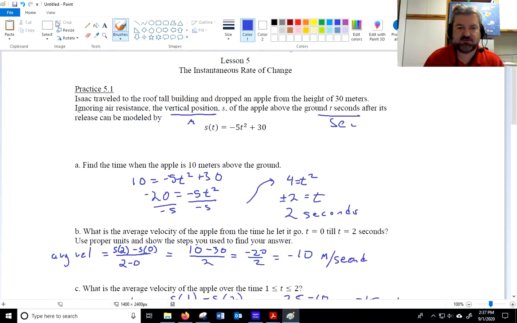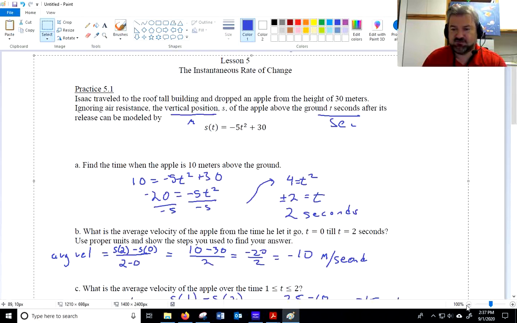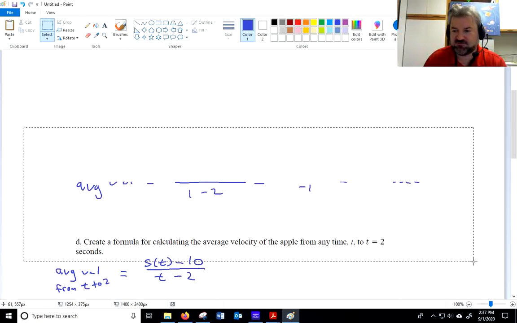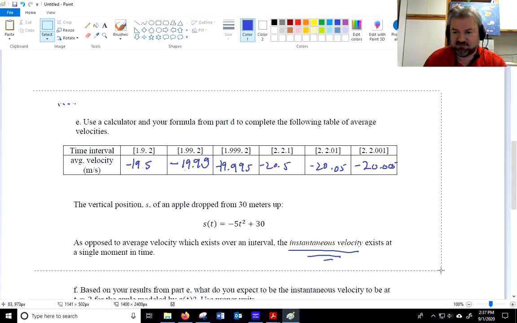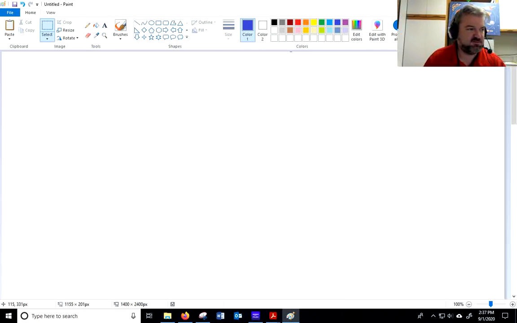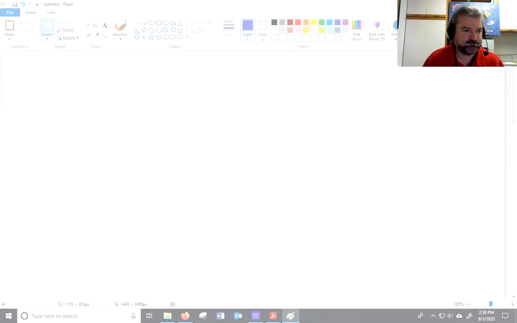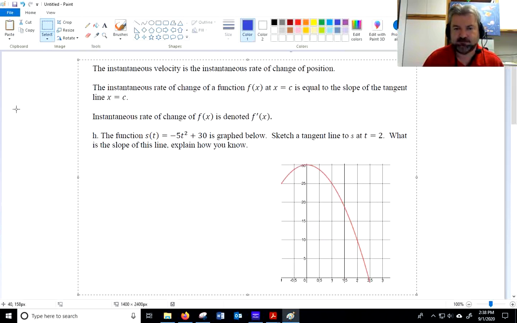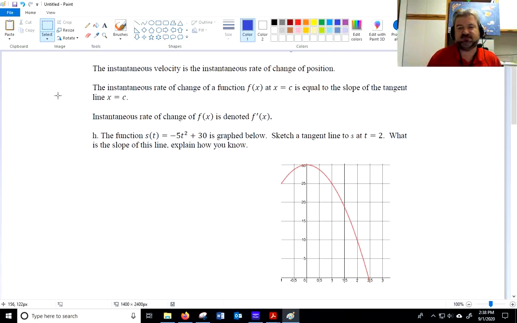All right, let's bring this conversation home by just summarizing this, making that connection to the slope of the tangent line. So I want to leave what we just found there in case we need to come back and reference it. And let me just copy this over. So the instantaneous velocity is the instantaneous rate of change of position. The instantaneous rate of change of a function, f of x at x equals c, is equal to the slope of the tangent line at x equals c. The instantaneous rate of change of f is denoted f prime of x.